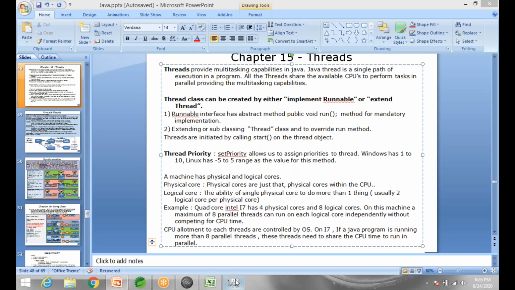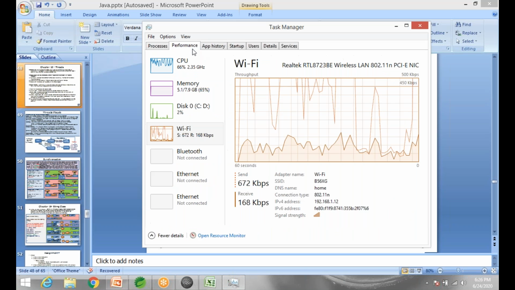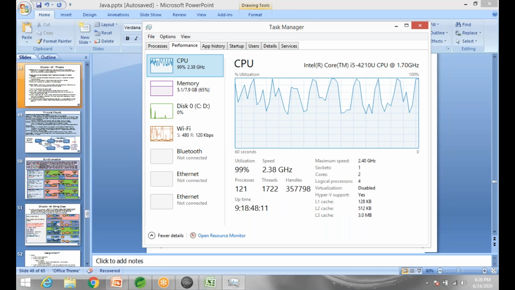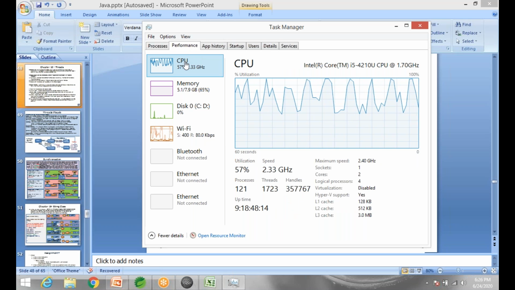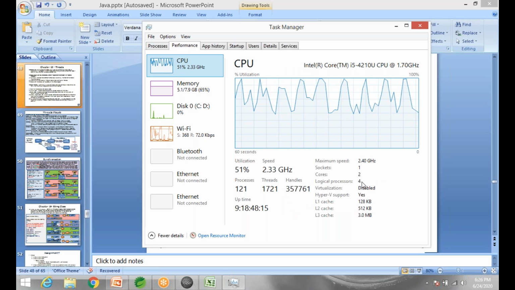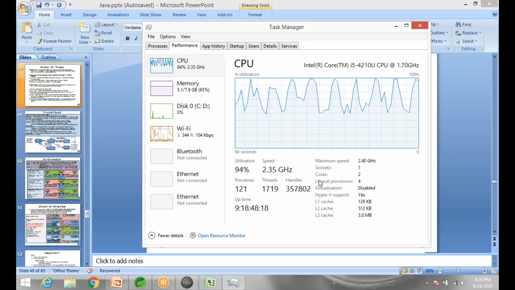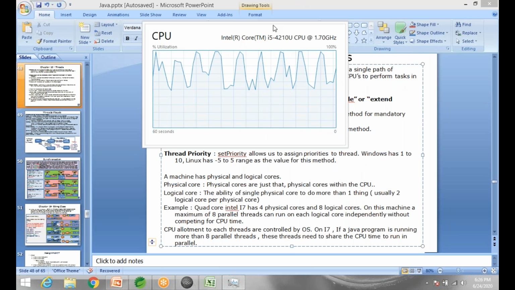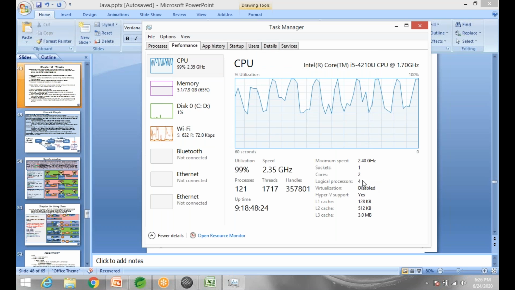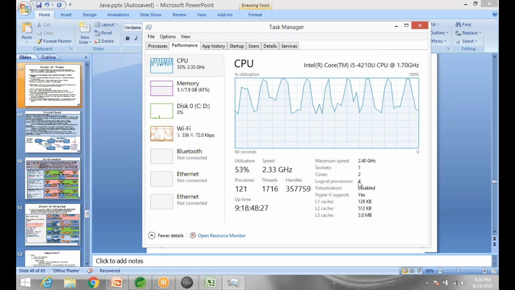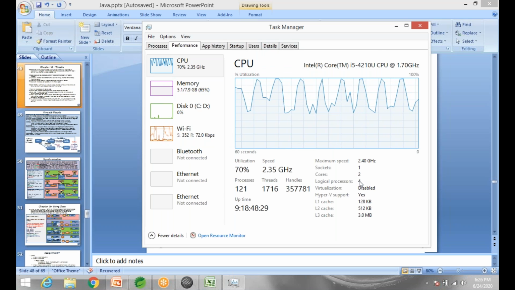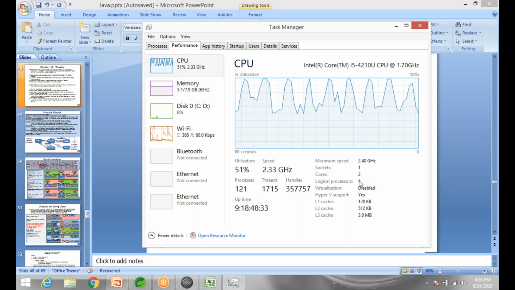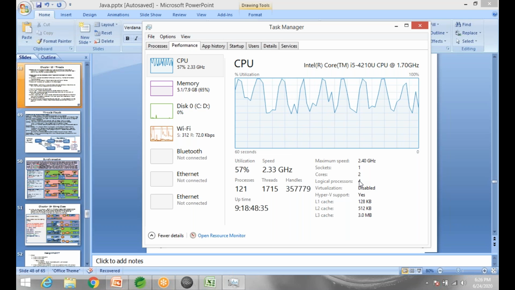All right, so if you want to know what your CPU is, what your machine configuration is, you can always look into this. You can open task manager, go to performance, and click on CPU. So right now, how many CPUs do I have? I have 4 CPUs running on this laptop. That means I have like 4 brains running in the laptop.